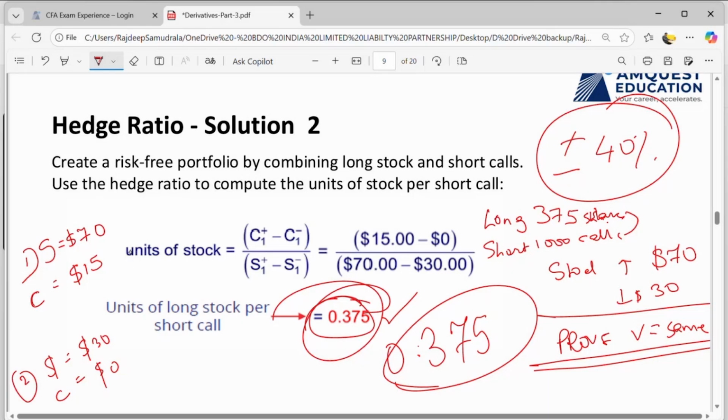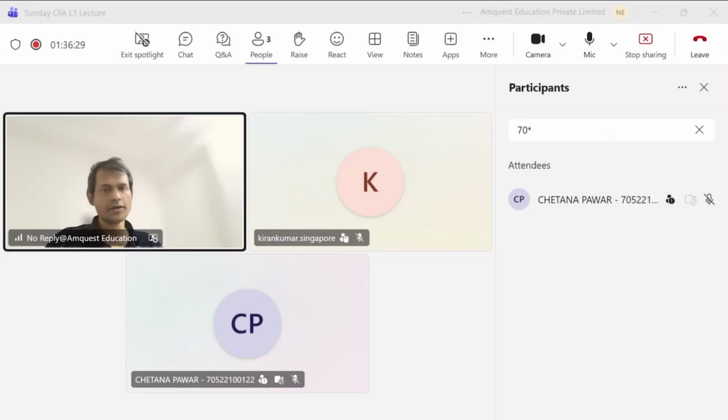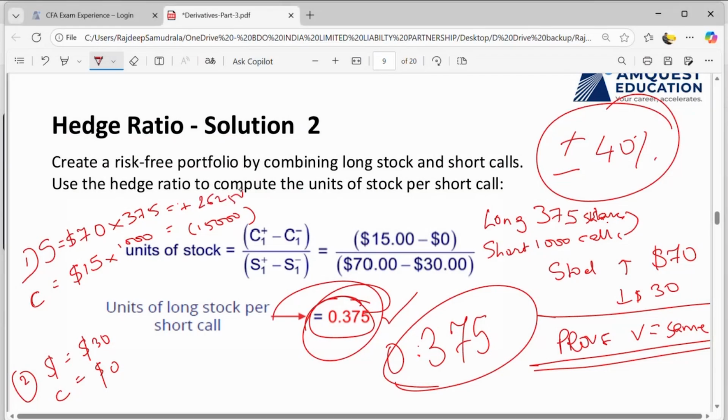Let me prove it to you. If the stock is 70, and I said 375 shares. Brilliant. But I also said 15,000 on the calls. So here I lost $15,000. But I also made how much? 70 into 375, that is 26250. So what is 26250 minus 15,000? 11,250. Done.